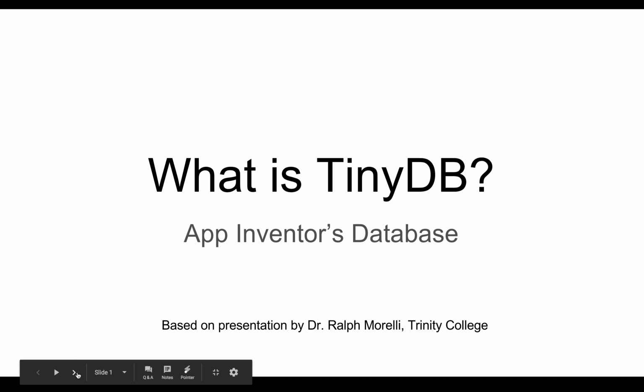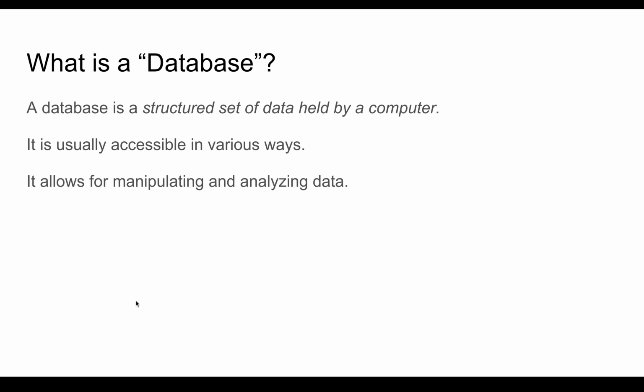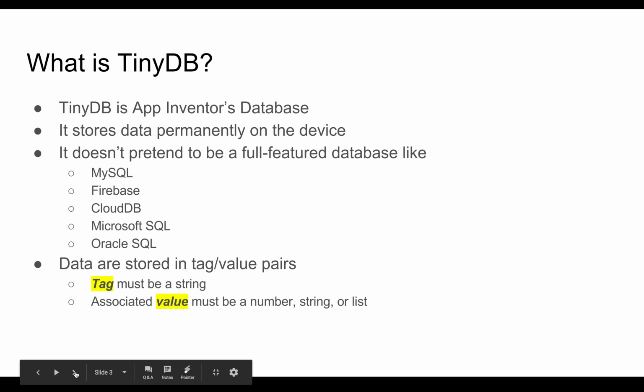Now, in App Inventor, what is a database for starters? Let's talk about that. A database is a structured set of data that's held by a computer. You can usually get into it a bunch of different ways. You can manipulate the data, you can list it different ways, you can pull certain data and leave others there. You can do things to analyze what's inside of a database, and it allows you to put a bunch of information in there and then make sense of it later. It's a great way to look at a database.